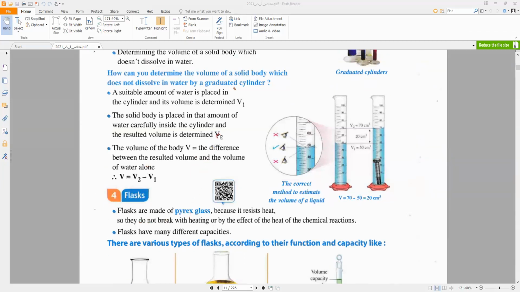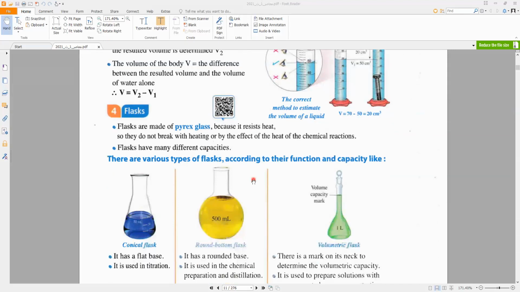If we want to measure the volume of a liquid, the correct method to estimate it is that the eye must be perpendicular to the surface of the water and reach the bottom of the curve, like this, not this or this. Number four, flask.